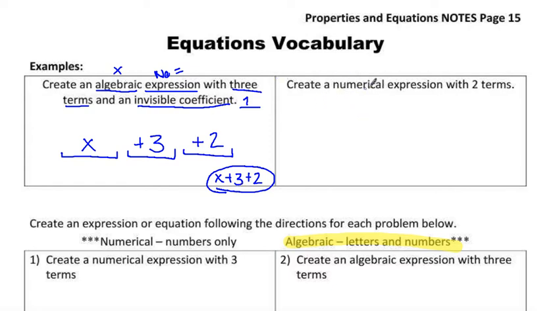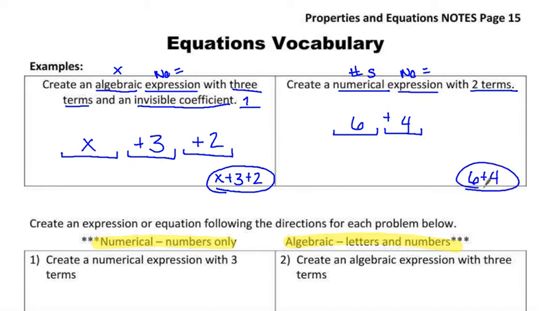In the next one, it says create a numerical expression with 2 terms. And a numerical expression only includes numbers. So numbers only for numerical, and it's an expression, so there's no equal sign. And I want two terms, so I'm going to make two spaces or two buckets, and I want only numbers, so I will put a 2 and a +3. I'm using a lot of 2s and 3s. Let's use a 6 and a +4. There's only numbers, it's an expression, so there's no equal signs, and there's two terms. So if I squish this all together, it'd be 6 + 4. That would be your answer.